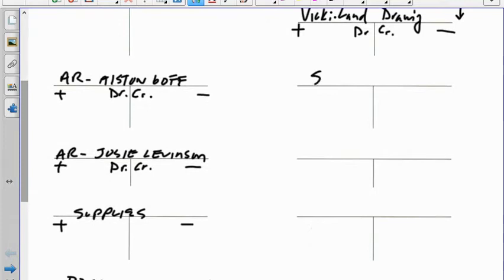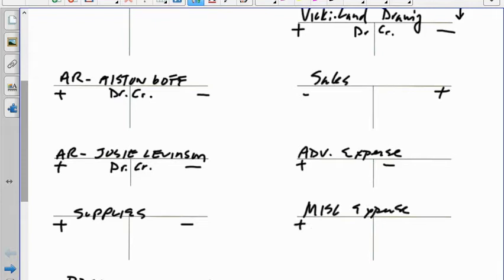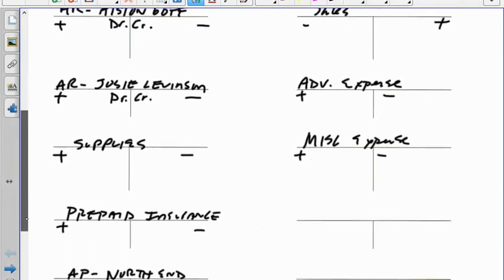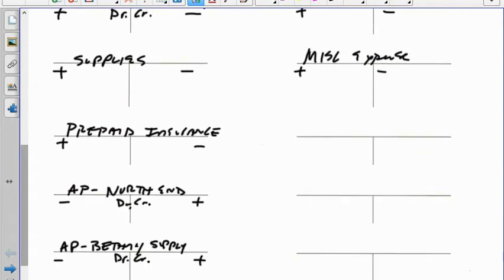I move on to sales. Move on with advertising expense. Move on with miscellaneous expense. Rent and repair. And last up are the utilities.